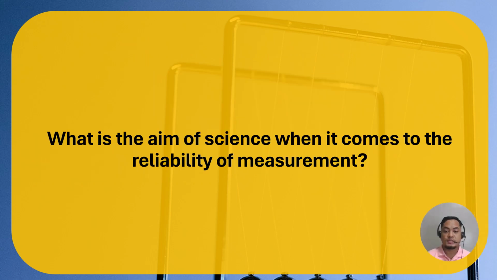Okay, so what is the aim of science when it comes to reliability of measurement? Of course, the aim is to have high accuracy and high precision. That's our aim, but I would like you to know that there's no perfect measurement, right? It's hard to achieve that perfection when it comes to measuring certain physical properties of our, let's say, substance or matter.